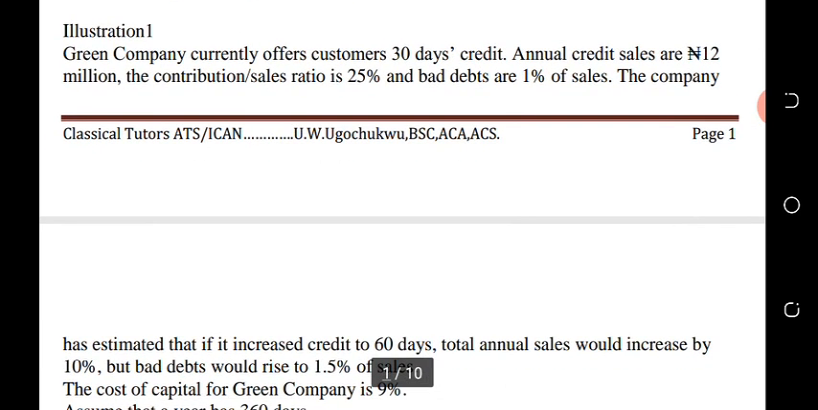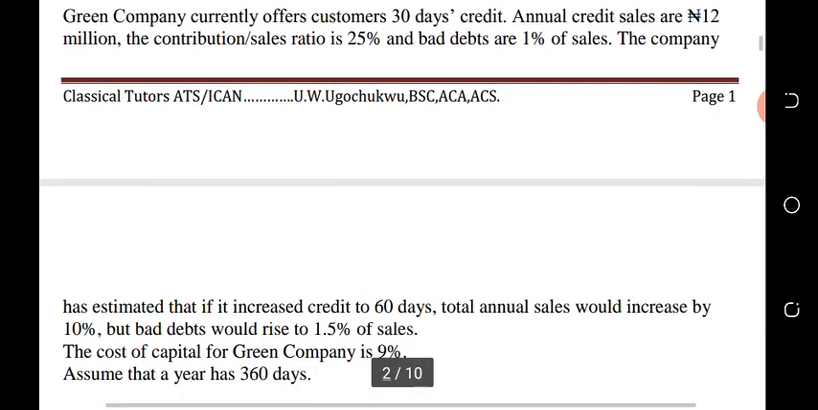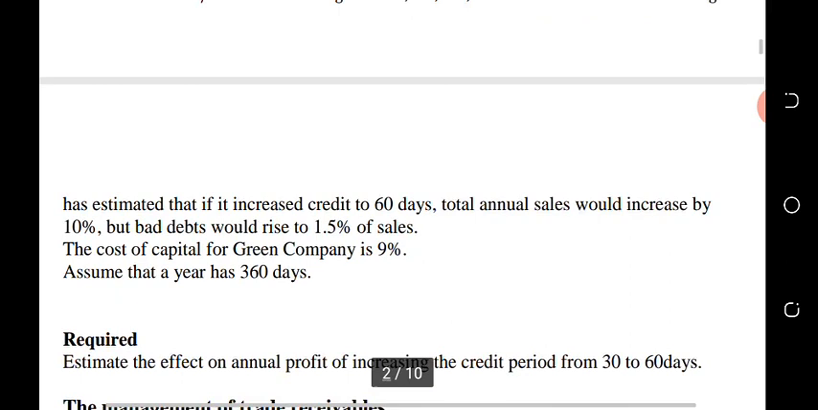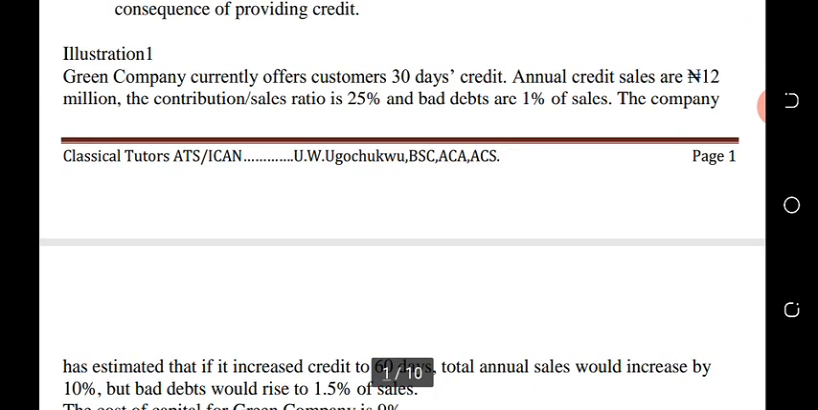So, illustration 1. Now let's look at this illustration for you to understand better the effects of the costs and benefits. Green Company currently offers customers 30 days credit. The annual credit sales are 12 million naira. The contribution sales ratio is 25%, and bad debts are 1% of sales.